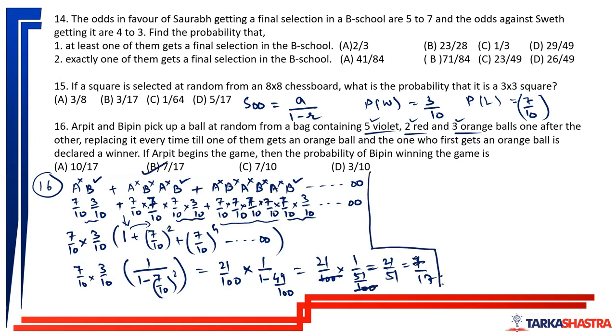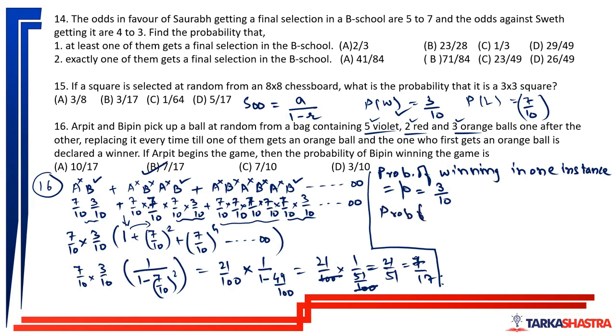Now, let us try to understand the shortcut. Probability of winning in one instance is, let us say, small p, which is equal to 3 by 10 in this case. Right, to win once, the probability is 3 by 10.